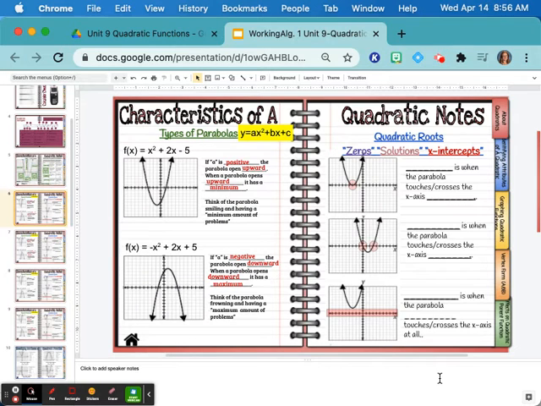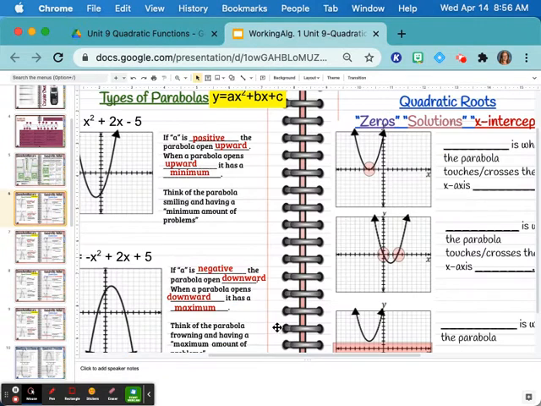We are continuing to talk about characteristics of quadratics, so we are on slide 6. Yesterday we finished the left-hand side, which talked about if A is positive, the parabola opens upward, and we have a minimum value. This is our minimum value right here. Let me zoom in a little bit.